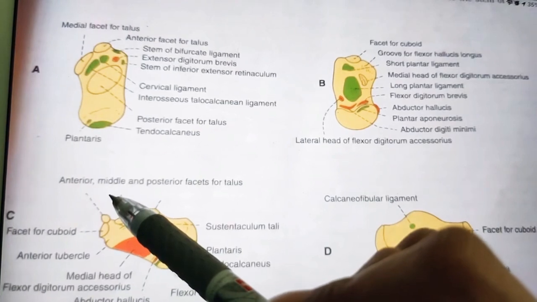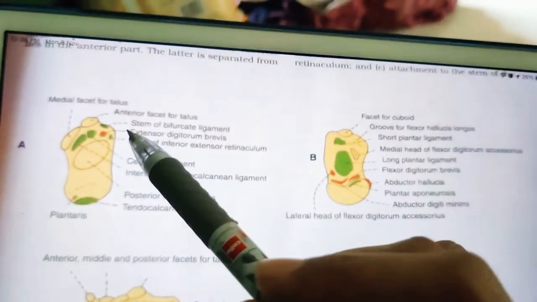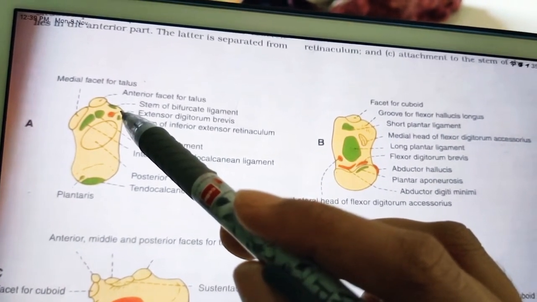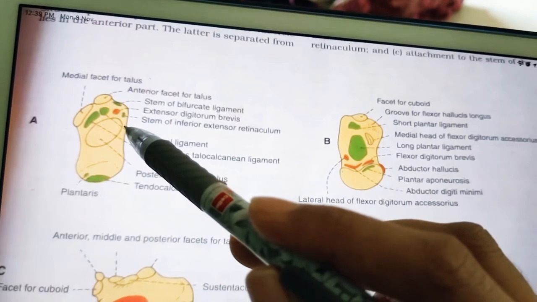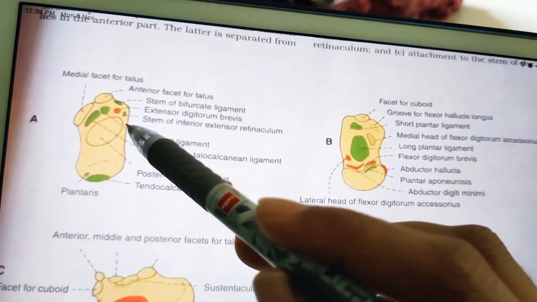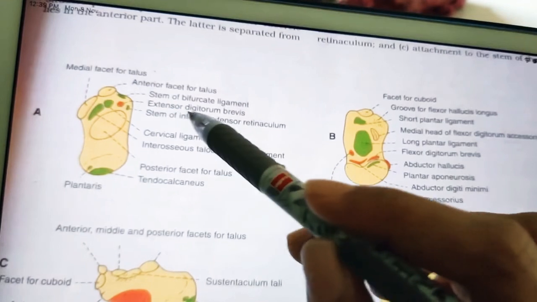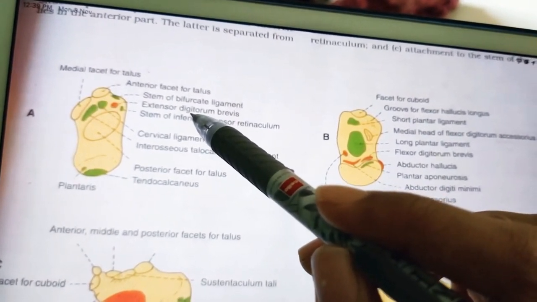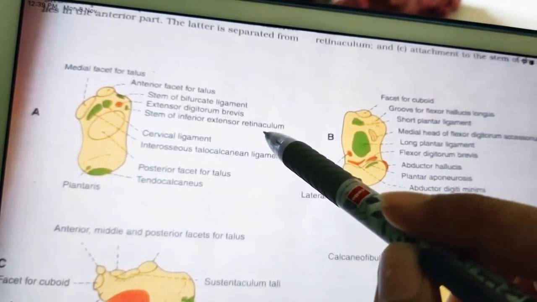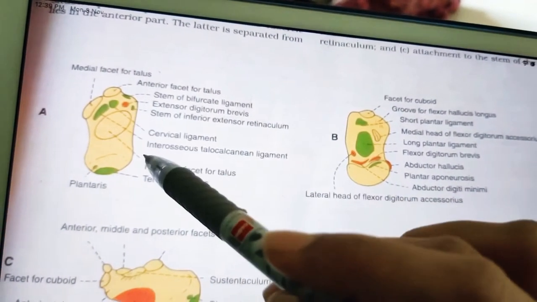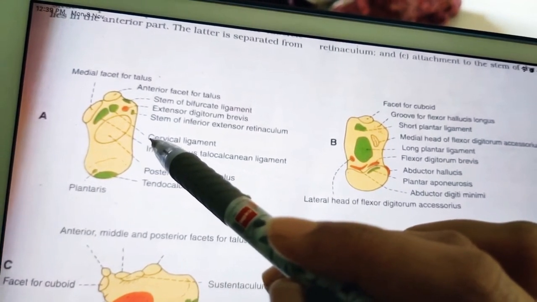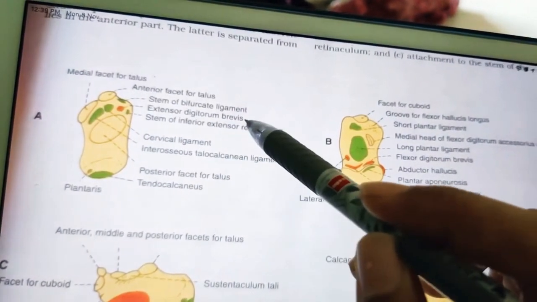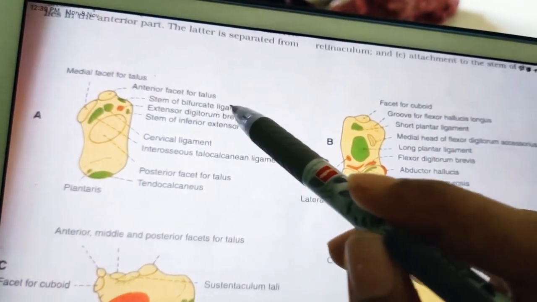Next, coming to the lateral part of the non-articular area on the anterior part of the dorsal surface, it mainly gives origin to extensor digitorum brevis. You can see here this red color indicates the origin of extensor digitorum brevis, and also there is attachment to the stem of the inferior extensor retinaculum. So the origin of extensor digitorum brevis, the attachment of the stem of the inferior extensor retinaculum, and also the attachment of the stem of the bifurcate ligament.